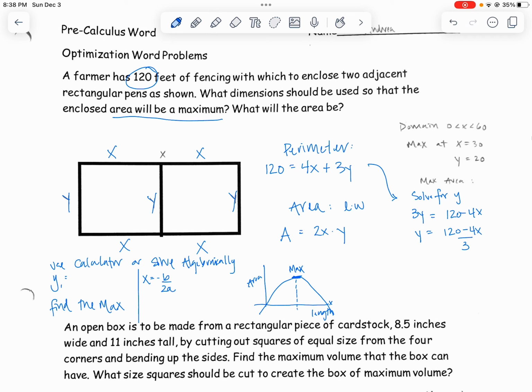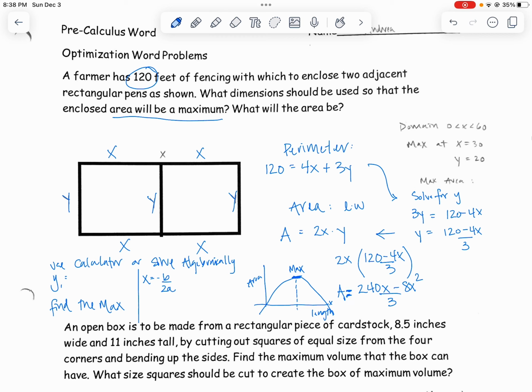Now, let's get the area in terms of x. I'm going to substitute my new expression for y in terms of x into the area equation. So that's 2x times (120 minus 4x) over 3. What you get here is (240x minus 8x squared) over 3. You can rewrite that in a couple of ways. Doesn't really matter how you write it. Fact is, you're looking at an expression for area in terms of x. Here it is.